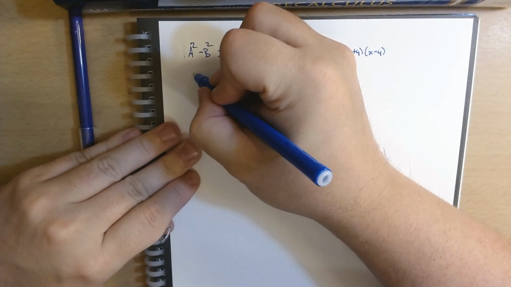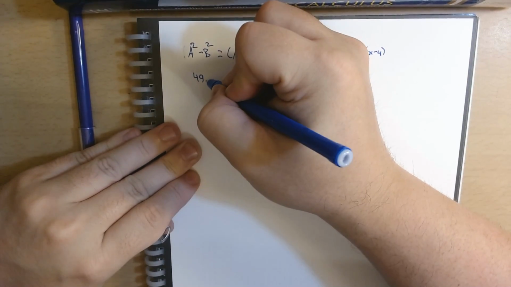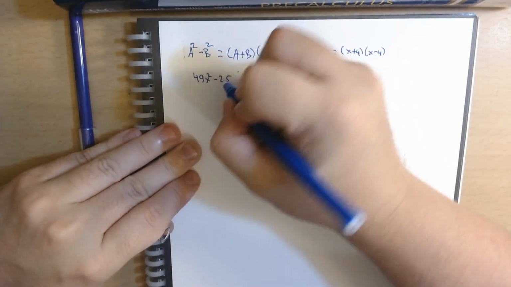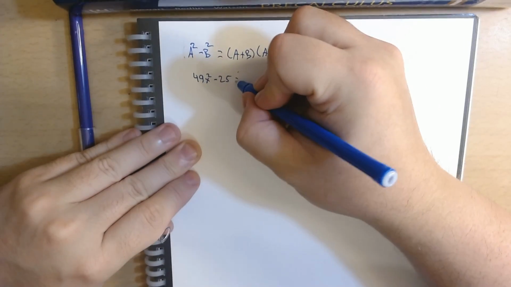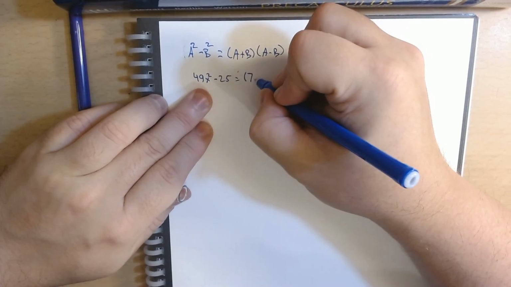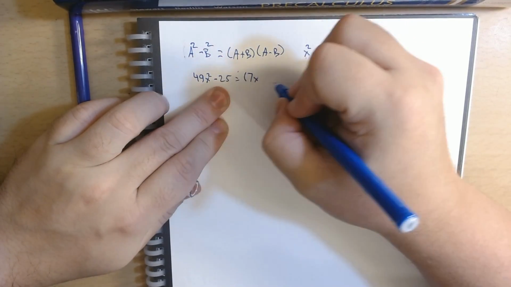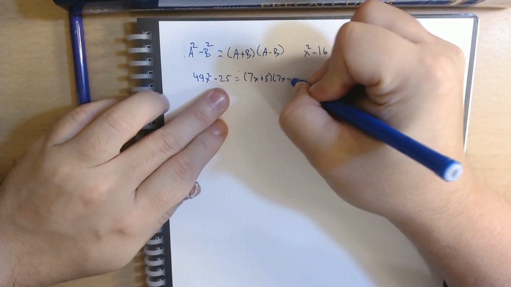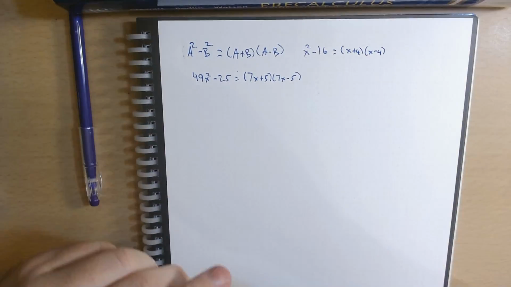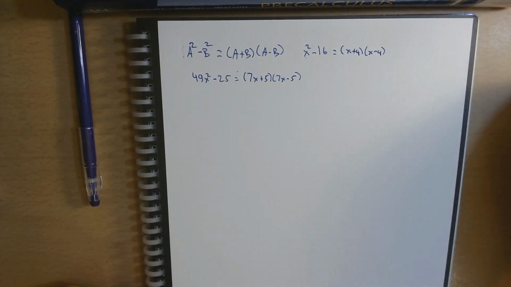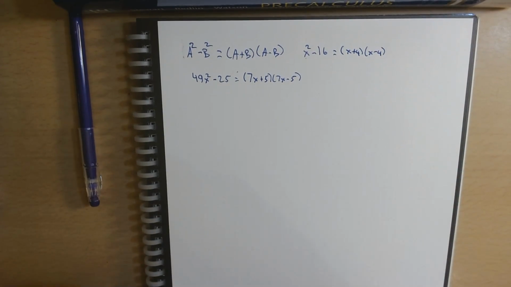This can happen with larger numbers. X squared minus 25. That has to be minus always. Square root of 49 is 7. That's an x squared, so that can be an x. Square root of 25 is 5, so 7x plus 5, 7x minus 5. Now, things can get a little bit more complicated too, in that it won't always be a square there, but you could still use this formula.